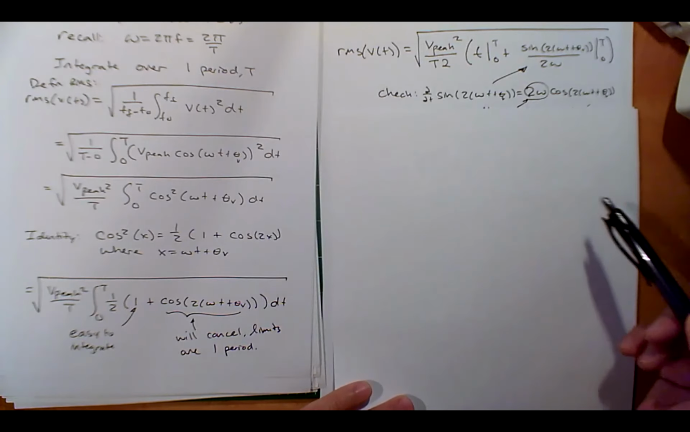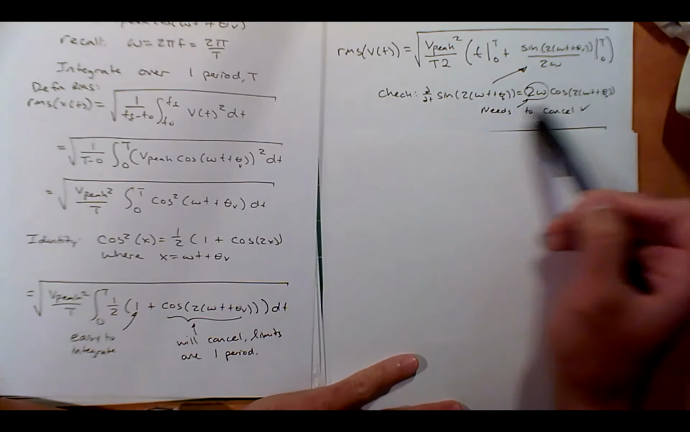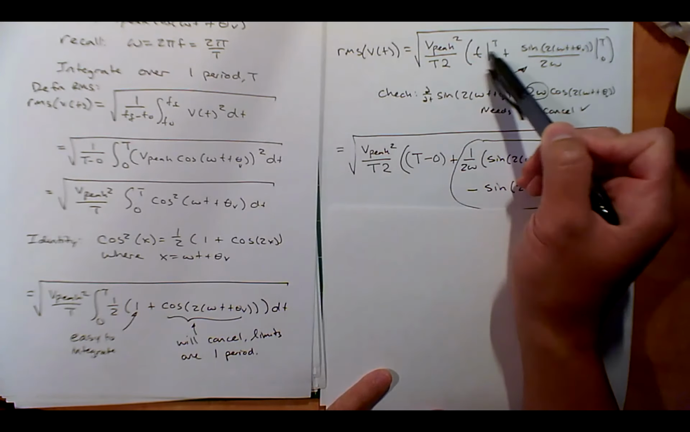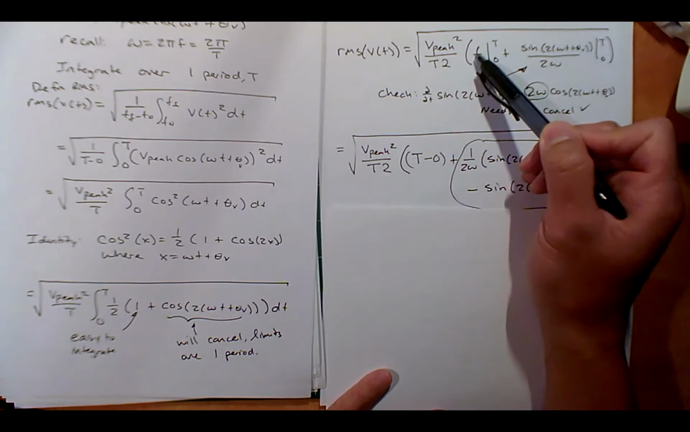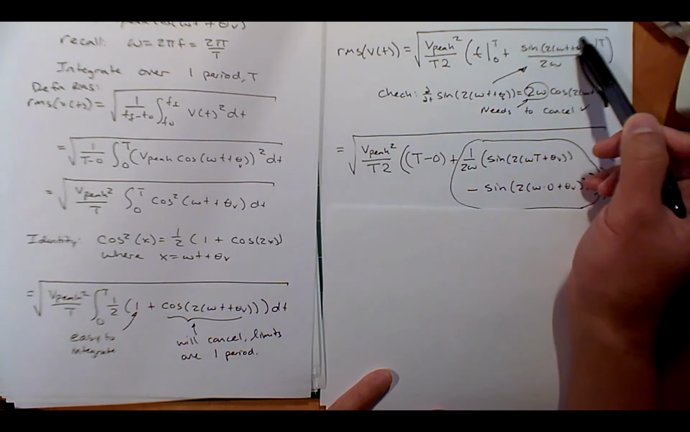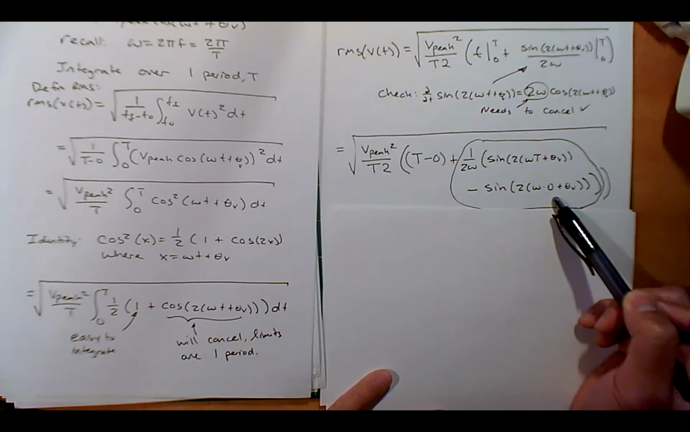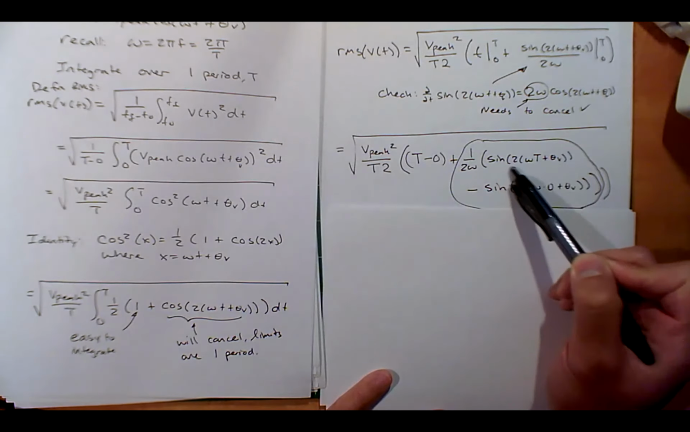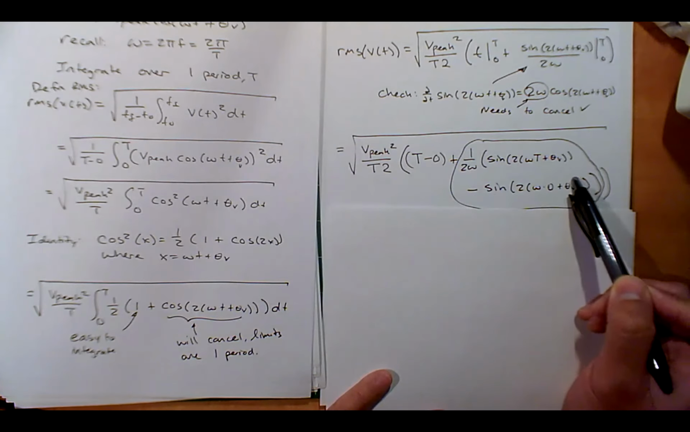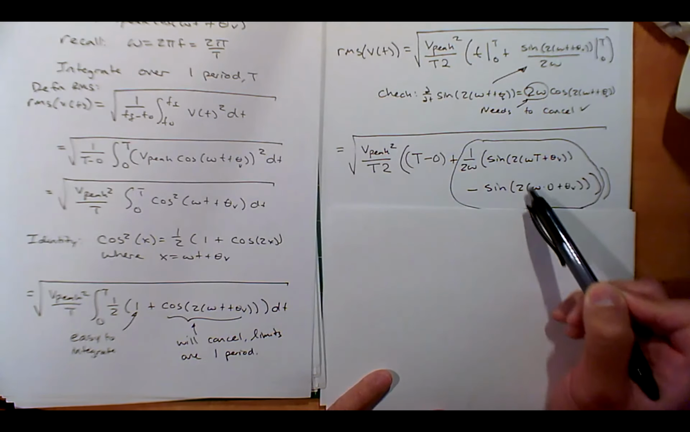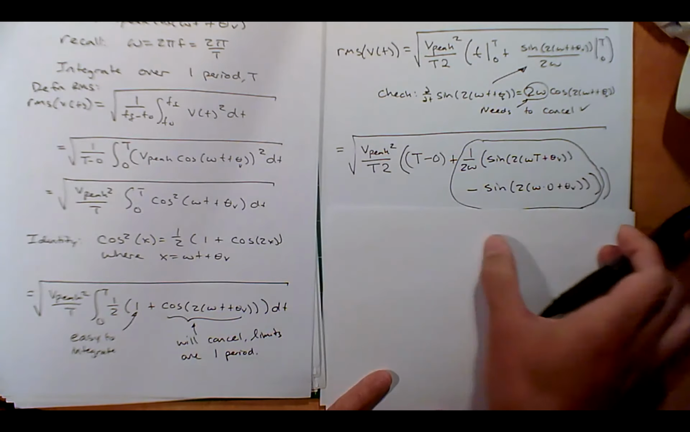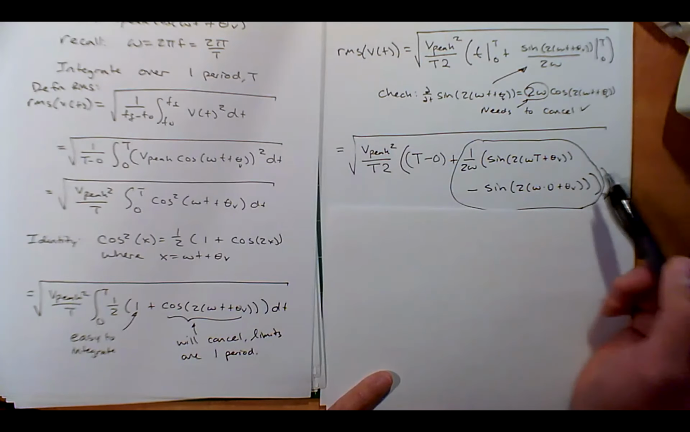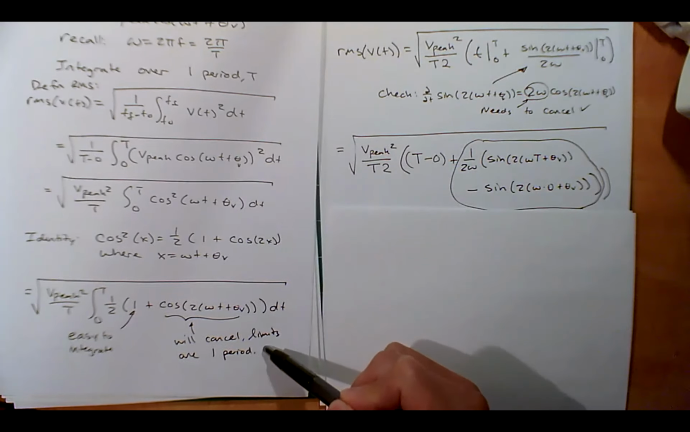Great. So then what do we get? Oh good, we even had the check. Great. So if we look at this, now we can pull in our integration intervals. So this becomes capital T minus 0, and this gets evaluated at capital T and evaluated at 0. Look at this: sine of 2 omega T plus theta v minus sine of 2 omega times 0 plus theta v. Well, these are the same values, because if you shift a sinusoid by one full period, you get the same value. This whole thing goes away. Gone. That's why I was saying it will cancel, because the limits are one period.